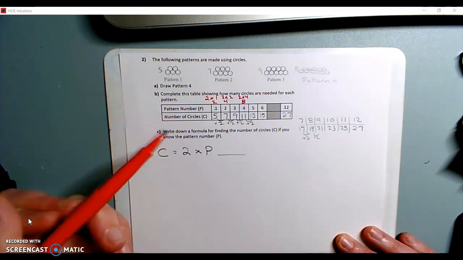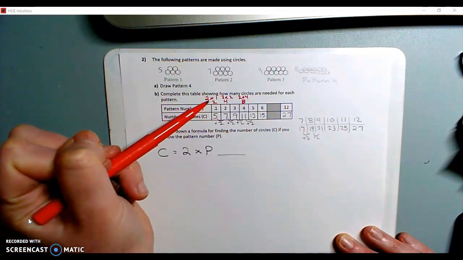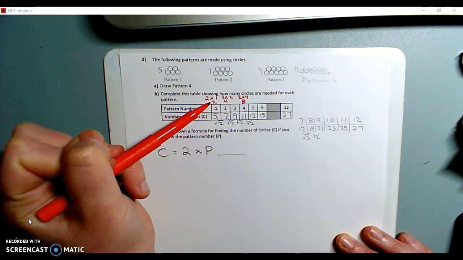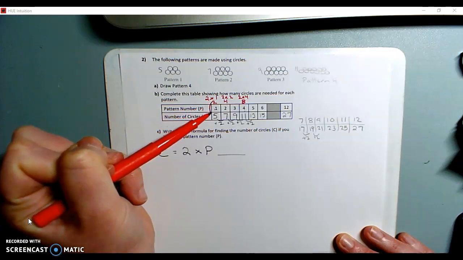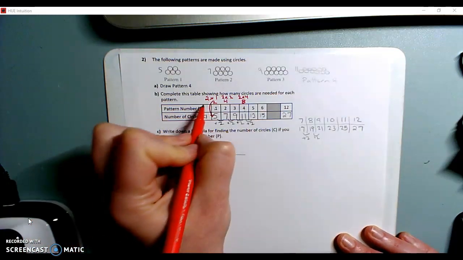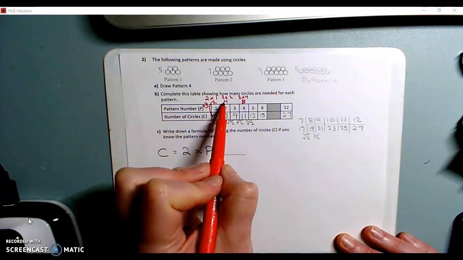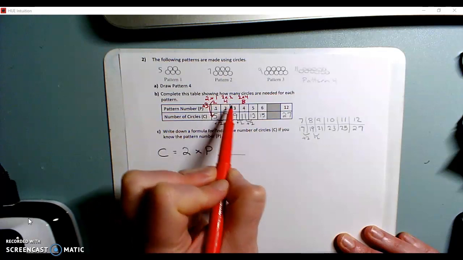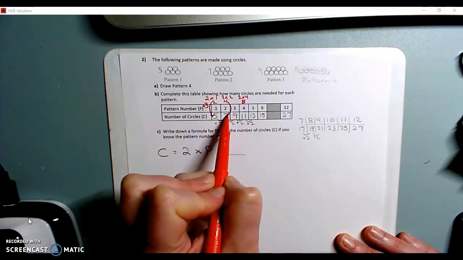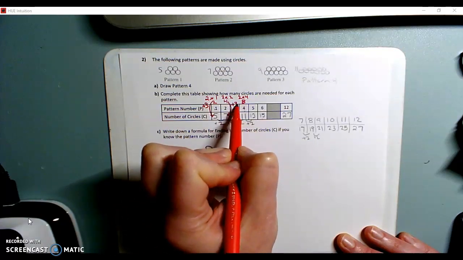Well, let's go back and look at what we've just done. So in pattern 1, when I multiplied by 2, I got 2 circles, but I actually had 5. So how do I get from 2 to 5? Well, I add 3 on. So let's check if that works for the other ones. So here in pattern 2, I said I had 4 circles, but in reality I really had 7. So how do I get from 4 to 7? Well, I'm adding 3 on.